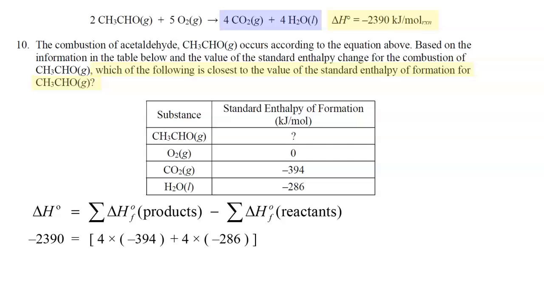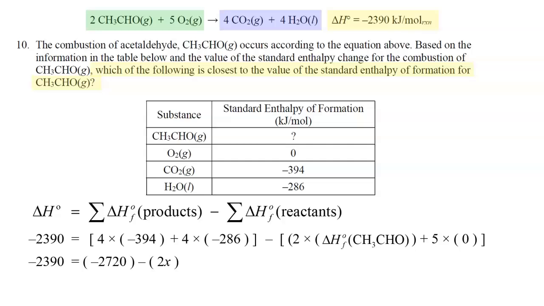So now we have our information for all of the enthalpy of formation for the products, the CO2 and the H2O. Moving over to the reactants, we have 2 moles of acetaldehyde, but that's the question mark in the table. So we don't know that value. But we do know that for oxygen it's going to be 0. So on the reactant side, we have 2 times an unknown quantity, which we're trying to solve, plus 5 times 0. So now I'm going to go ahead and take care of the math. So 4 times negative 394 plus 4 times negative 286 gives me a value of negative 2,720. But for the reactants, I just have 2 times an unknown quantity, so I'm calling that 2x.